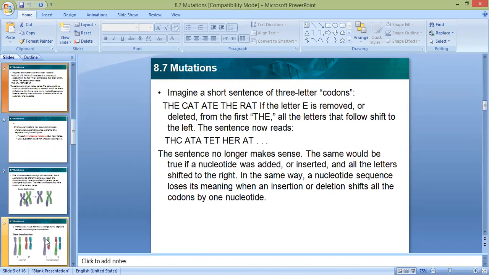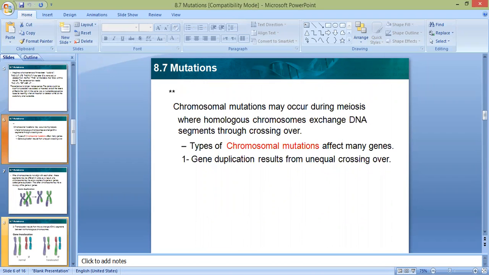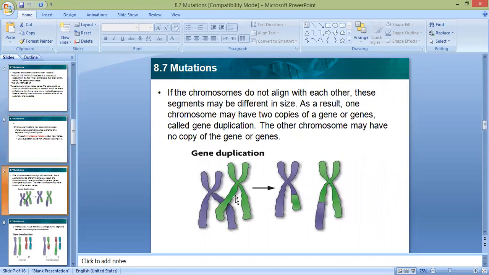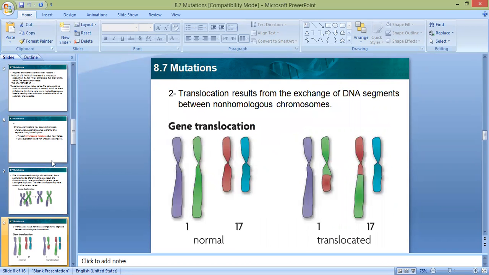Okay, and the other type of mutation is the chromosomal mutation, where it occurs during meiosis. We have two types of chromosomal mutation. One is gene duplication, where it happens when homologous chromosomes exchange DNA during crossing over, and some chromosomes will have duplicated genes where the other homologous chromosome will have no copy of the gene. The other type of chromosomal mutation is translocation, which results from the exchange of DNA segments between non-homologous chromosomes, like in this example.